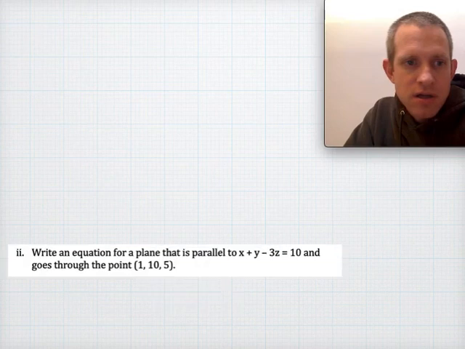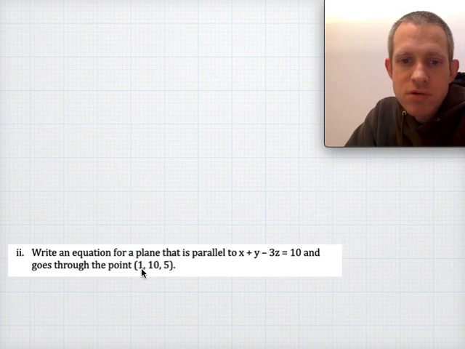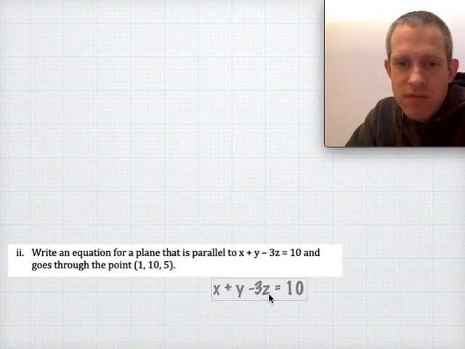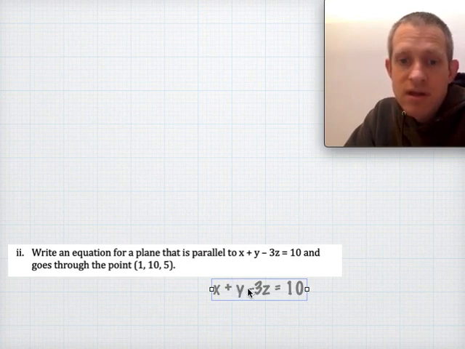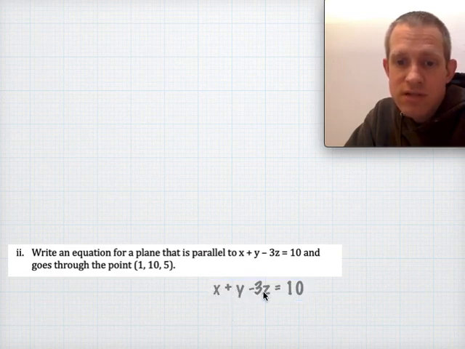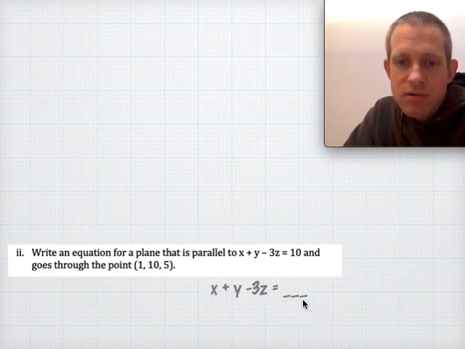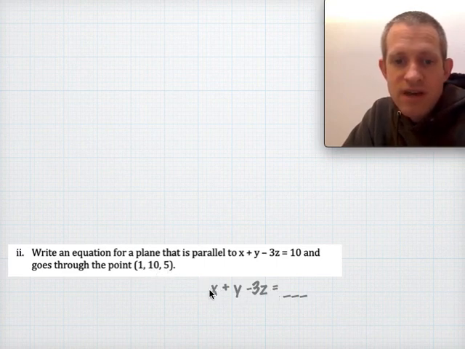So, next question. Write an equation for a plane that's parallel to this one, but goes through a specific point, 1, 10, 5. So let me start with that plane, x plus y minus 3z equals 10. And if I want this new plane to be parallel to that, then I want to keep the orientation the same. So I don't want to change the number in front of x or y or z, but what I do want to change is this number over here. And so how do I decide what that number needs to be? Well, I'm going to plug in the point 1, 10, 5 for x and y and z and see what it calculates out to.